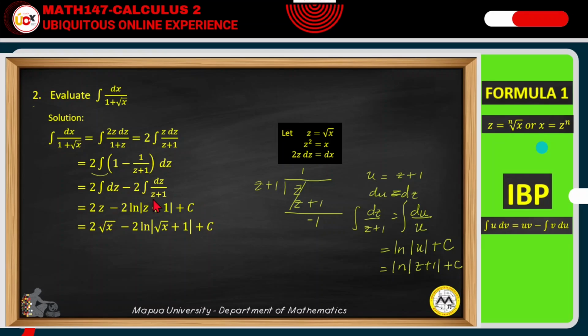But since the value of z is the square root of x, we can replace this by square root of x. So we have 2 square root of x minus 2 times the natural log of the absolute value of z, where z is the square root of x, plus 1 plus the constant c. So this is the final answer. The integral of dx over 1 plus the square root of x is 2 square root of x minus 2 times the natural log of the absolute value of square root of x plus 1 plus the constant c.